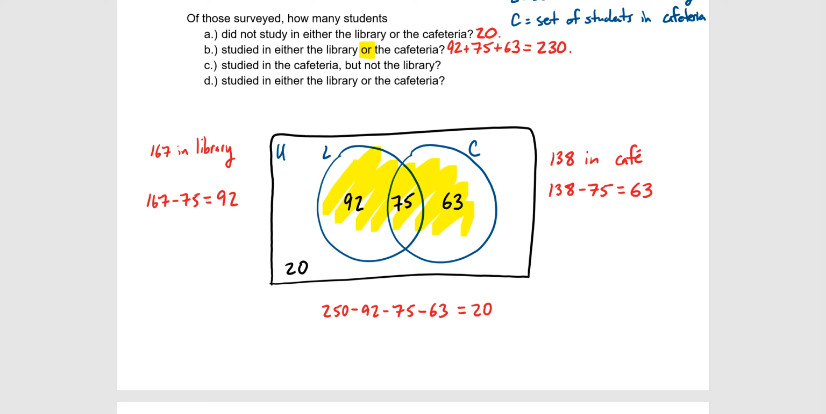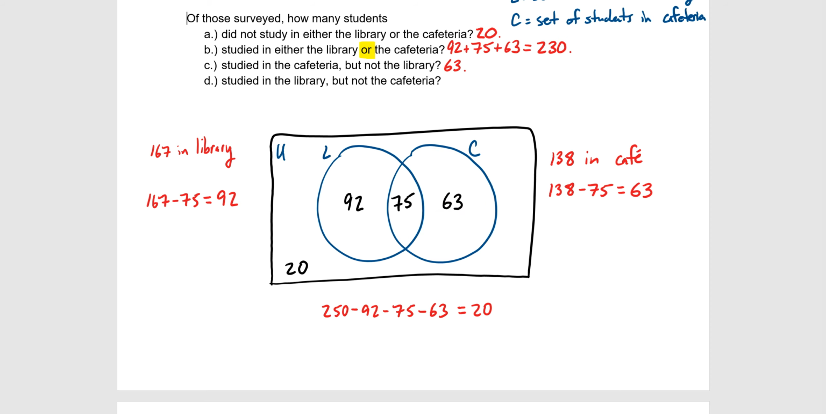Okay, question C says how many studied in the cafeteria but not the library. So this whole circle represents the cafeteria, but 75 is shared with the library. So that means this portion right here is only the cafeteria. And the number in that section is 63. So that's 63 students.